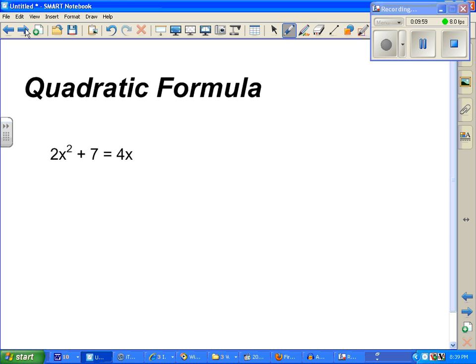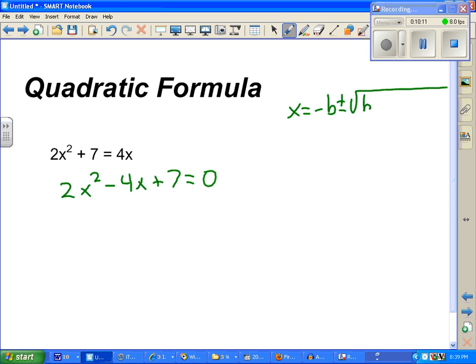So let's subtract 4x to the other side. So I've got 2x squared minus 4x plus 7 equals 0. Now, quadratic formula, if you remember, x equals negative b plus or minus the square root of b squared minus 4ac, all over 2a. In this case, our a is the leading coefficient, which is 2 from right here.